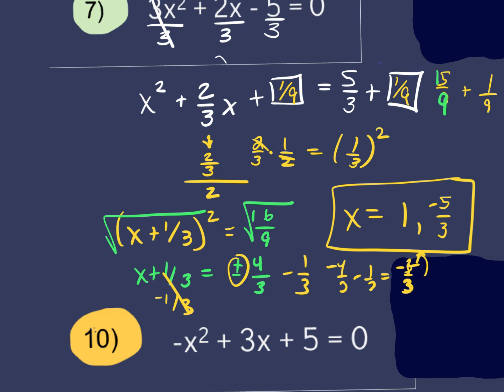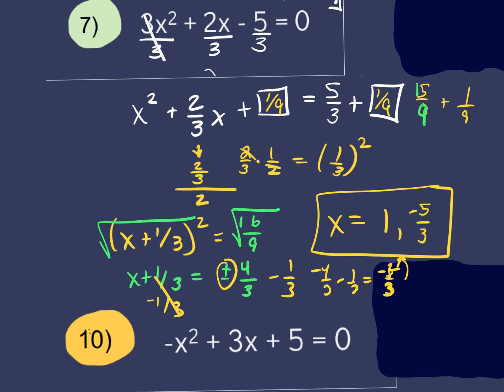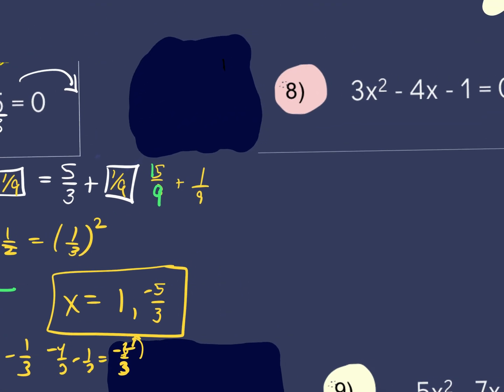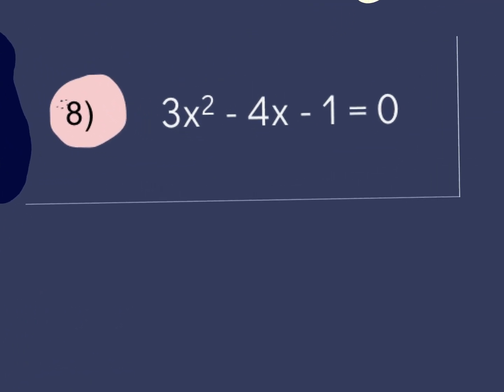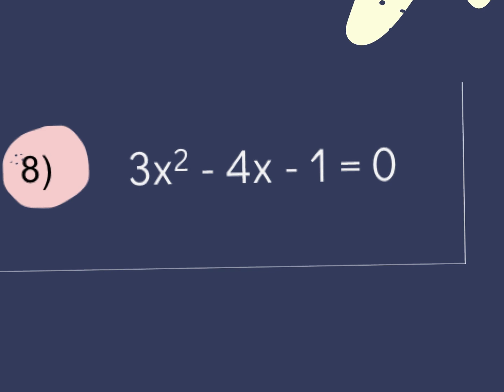If it just says solve, you should always try to factor first. If it says solve by, then that's how you have to do it. Quadratic formula, completing the square, whatsoever. All right, let's move on to number 8. Again, when we complete the square, you want your a term to be what? 1. Is it? No. So we're going to divide everything by what number? There you go.